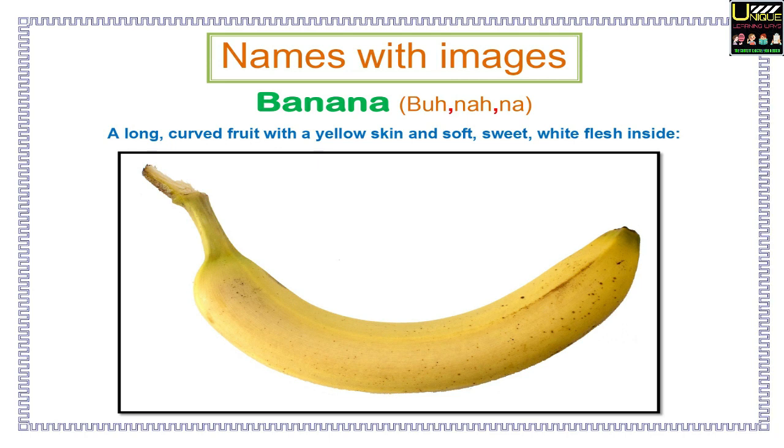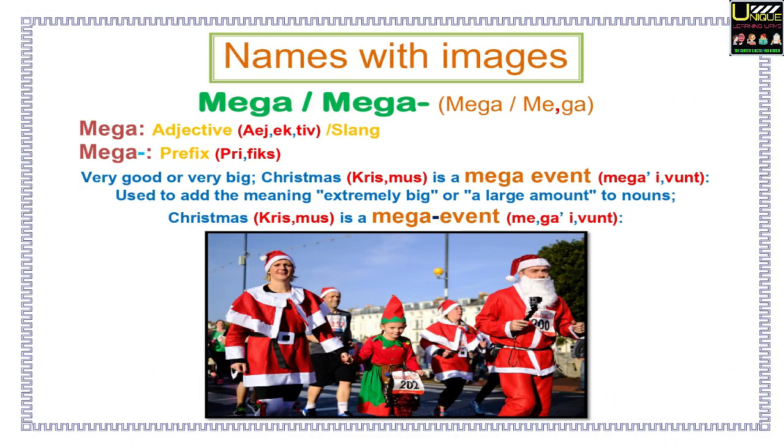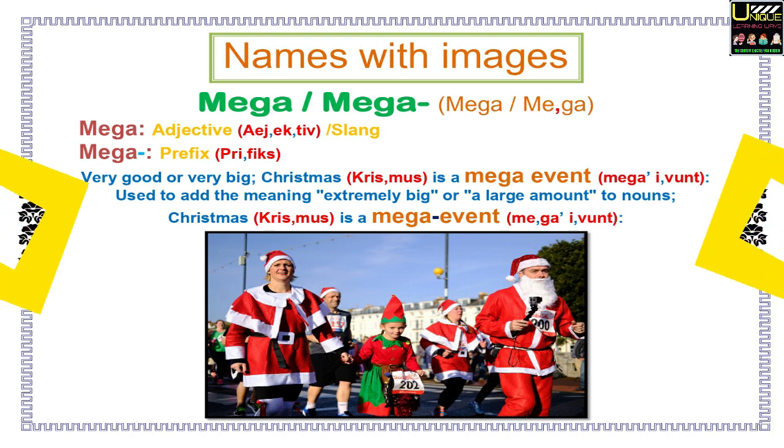Banana. A long curved fruit with a yellow skin and soft, sweet, white flesh inside. Mega, as in attractive. That is also a slang. Mega as a prefix: very good or very big. Christmas is a mega event. Used to mean extremely big or a large amount, to nouns. Christmas is a mega event.